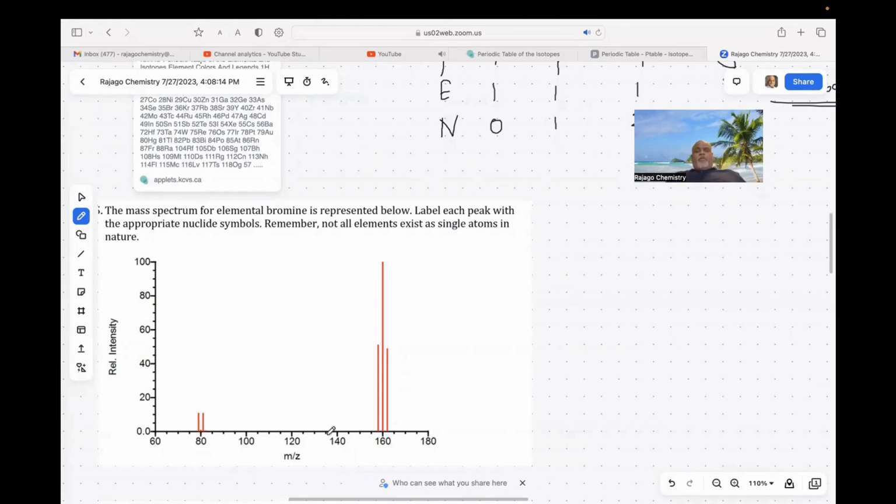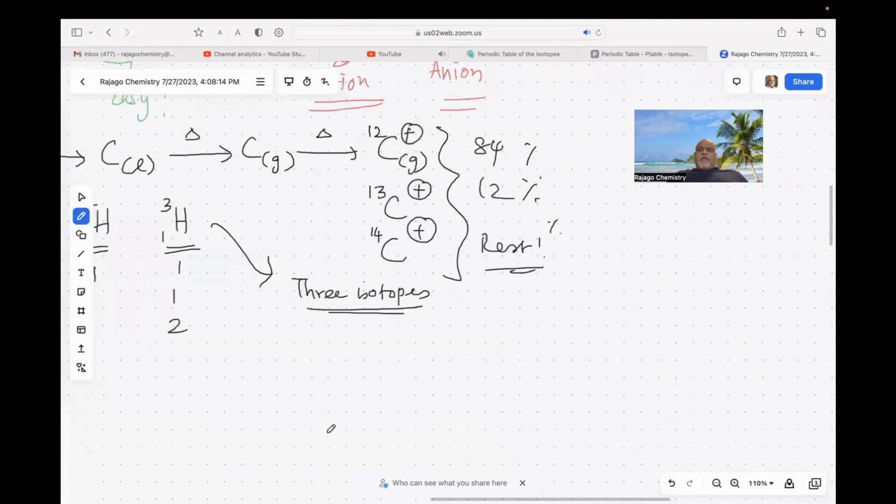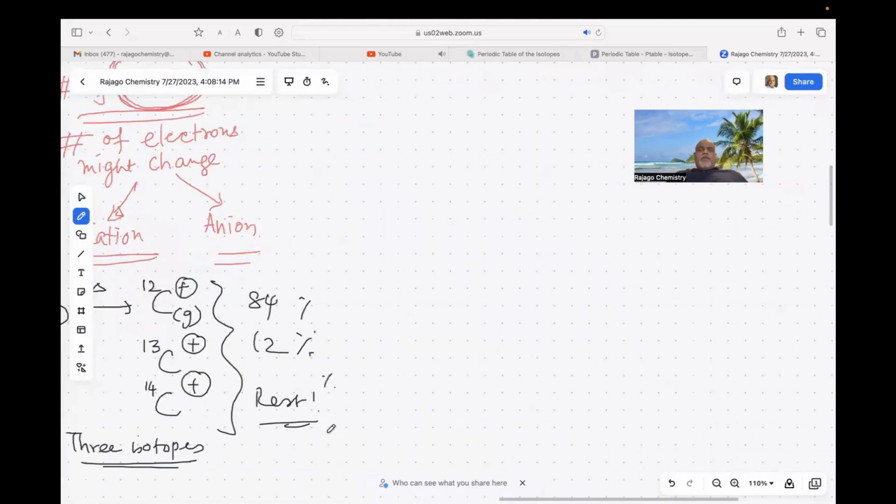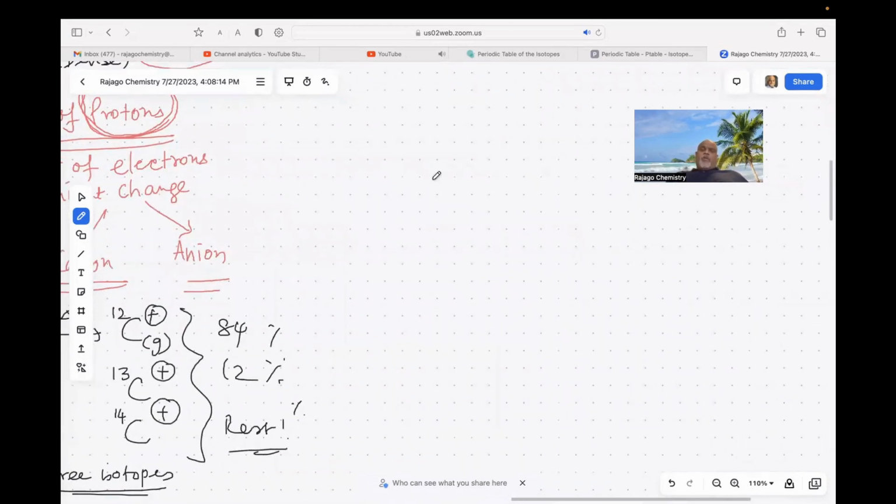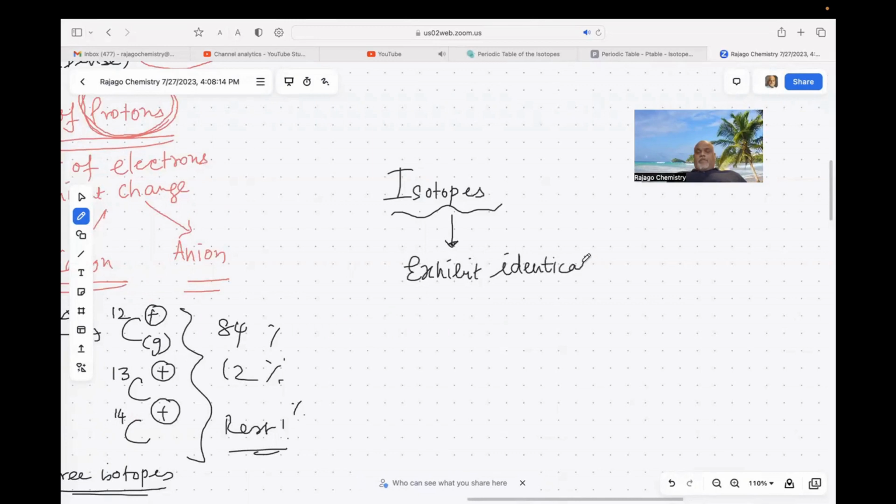Okay, now before we go into this question, let me explain something most important. In the case of isotopes, what are the characteristics of these isotopes? First we have to understand this before we go into these problems. The isotopes are the same species, right? So they exhibit identical chemical behavior. Okay, this is very, very important.